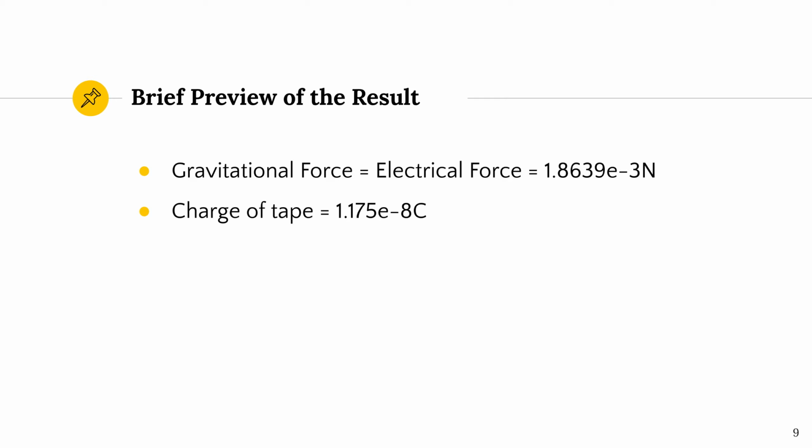For a brief preview of the result, the gravitational force will be the same as the electric force, which is 1.86 times 10 to the power of negative 3 Newton. Also, the charge of the tape will be 1.18 times 10 to the power of negative 8 Coulomb.